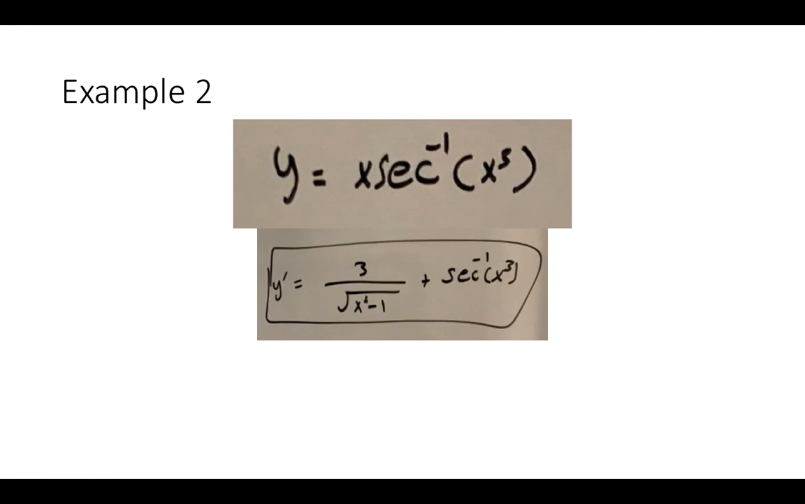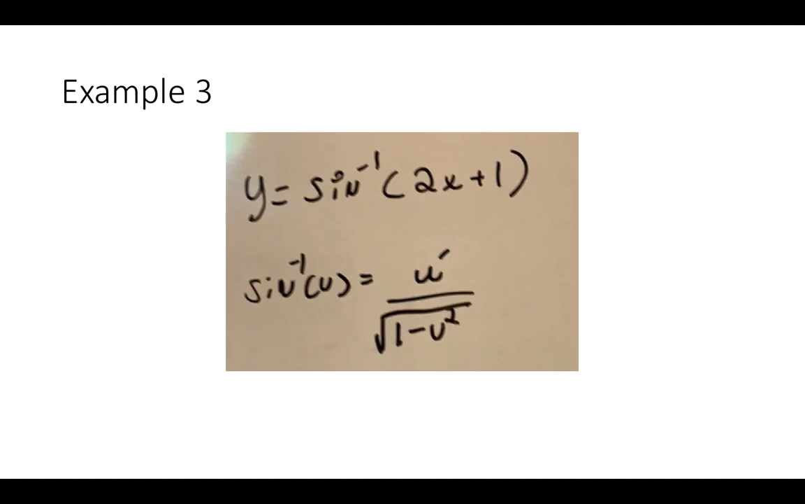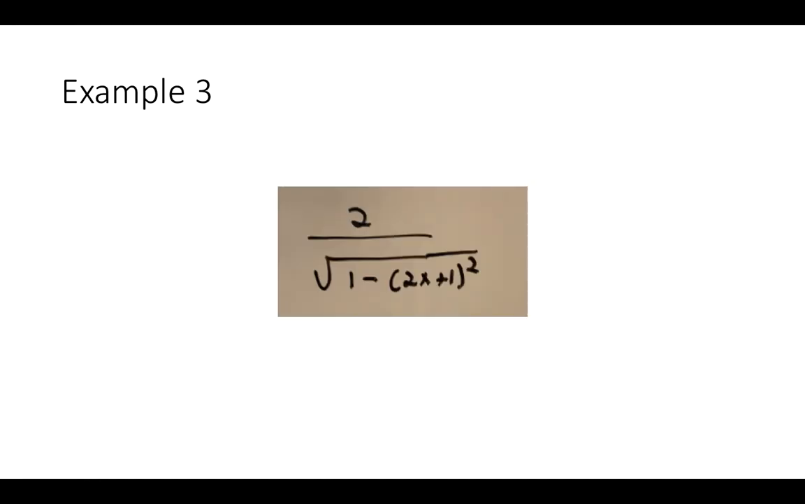All right, let's go to the second problem. The second problem is: what is the derivative of inverse sine of 2x plus 1? In order to solve this problem, we need to know the inverse sine formula, which is the derivative of the u component, u prime, divided by the square root of 1 minus u squared. All right, so let's plug it in. The derivative of 2x plus 1, which is u prime, is going to be 2. And we just plug u in: 1 minus 2x plus 1 squared.